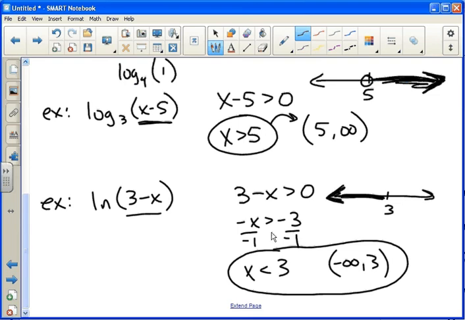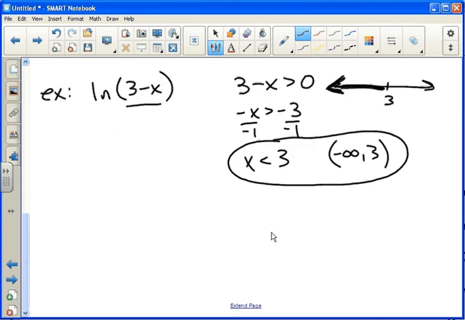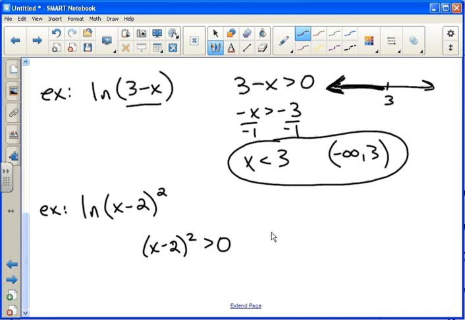Okay, one last example. Say we have the natural log of (x minus 2) squared. Okay, (x minus 2) squared has to be greater than 0. Well, this one you kind of have to reason through a little bit. (x minus 2) squared is always going to be positive, because squaring something is always going to be positive, except when it's equal to 0.